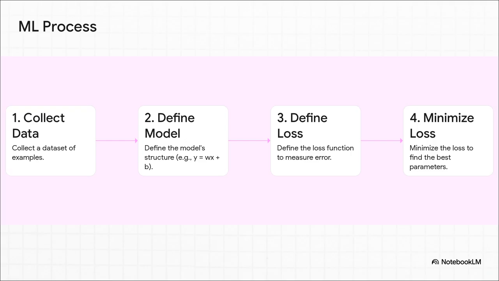First, you feed it a ton of data. Second, you give it its structure, in this case, our simple line. Third, you give it a way to grade itself, to measure its own mistakes. We call that a loss function. And finally, you just start tweaking those W and B knobs again and again and again, trying to get that error as low as possible. That four-step loop, that's the heartbeat of all machine learning.